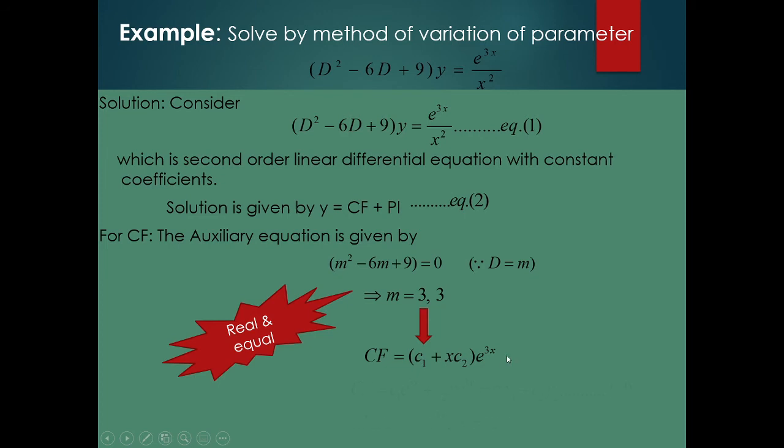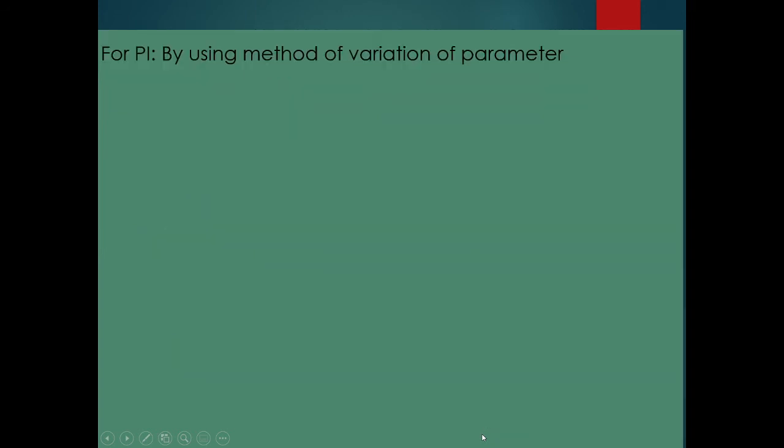Now we separate the terms because we have to write CF as C1 y1 plus C2 y2. Therefore, we multiply the terms here: C1 e to the power 3x plus C2 x e to the power 3x, and write down the values of y1 and y2. That means the value of y1 is e to the power 3x and y2 is x e to the power 3x. In this way, we write down y1 and y2, and we use these y1 and y2 values for finding PI by the method of variation of parameters.